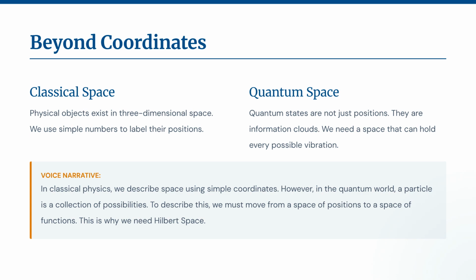In classical physics, we describe space using simple coordinates. However, in the quantum world, a particle is a collection of possibilities. To describe this, we must move from a space of positions to a space of functions. This is why we need Hilbert space.